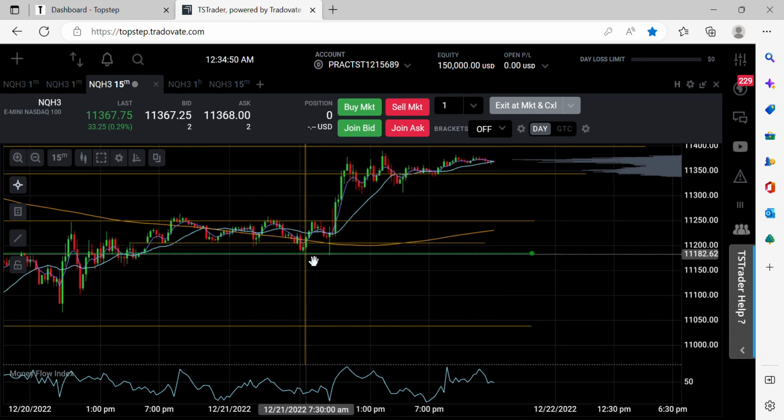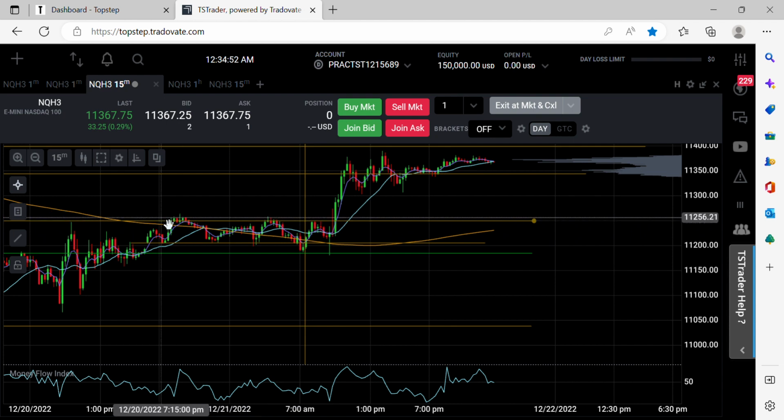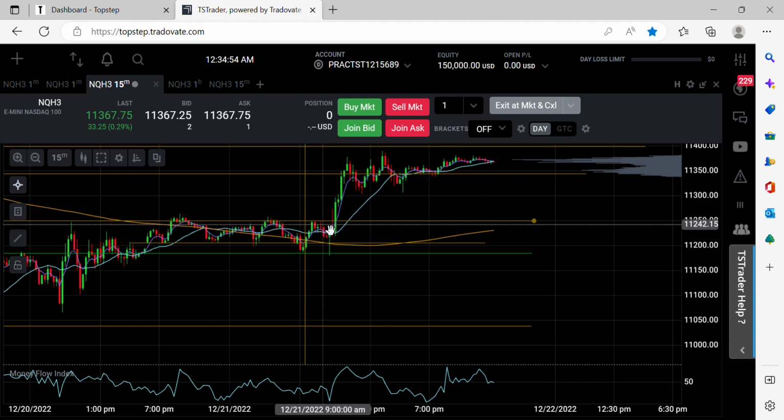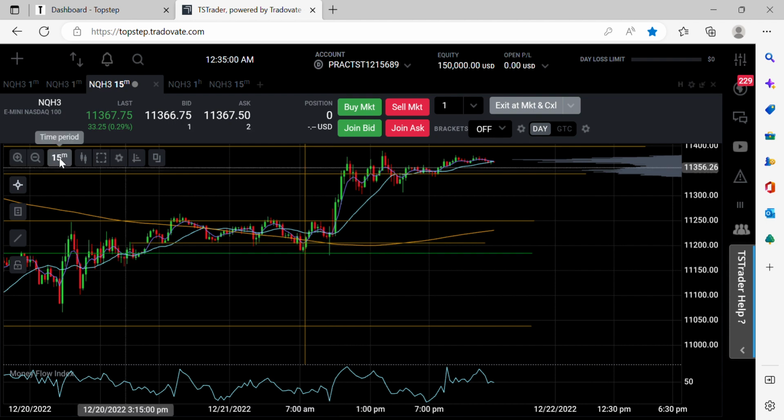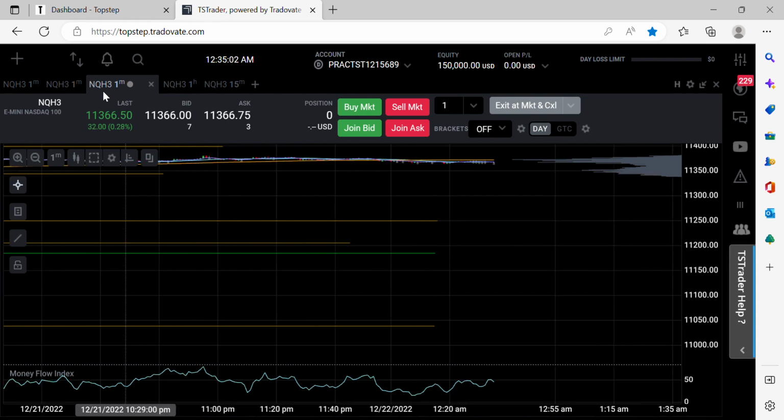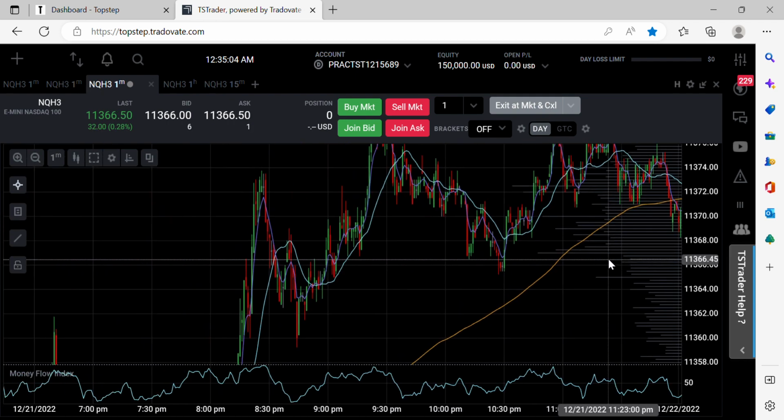As we see, we touch, pulls to the top of this range here, touches right back down again, but it wicks it so fast. It's really hard to catch those wicks. So we're going to go to the 1 minute just for that purpose.